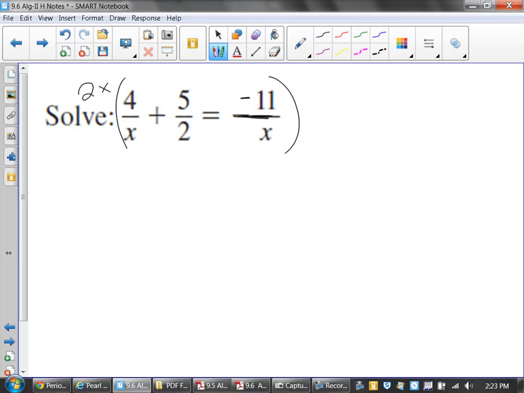I'm going to show this secondary step again to show you guys what this is going to look like as you distribute out. 2x times 4 over x plus 2x times 5 over 2 equals 2x times negative 11 over x.